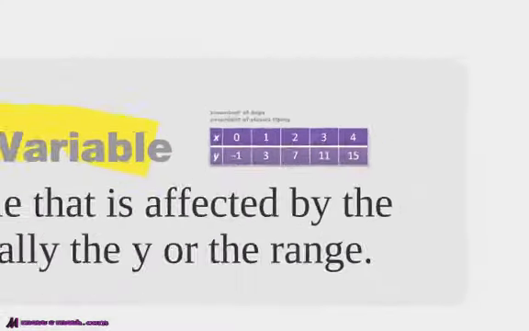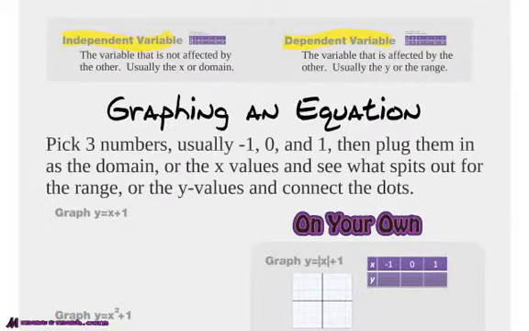That's pretty much it. All right, so let's talk about graphing an equation. My recommendation for graphing an equation is you just pick 3 numbers. That's the x. It's independent of what spits out. So usually I like to pick -1, 0, and 1, and then I plug them in as the domain and see what spits out for the range, for the y values, and then connect the dots. Those are the 3 simple rules.